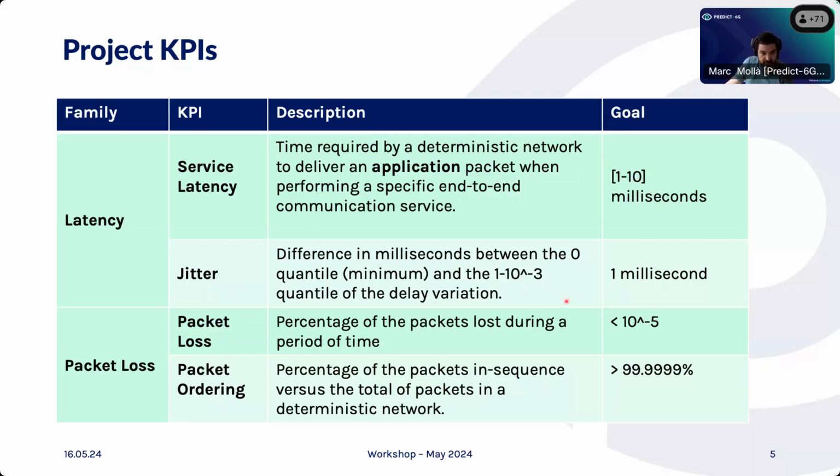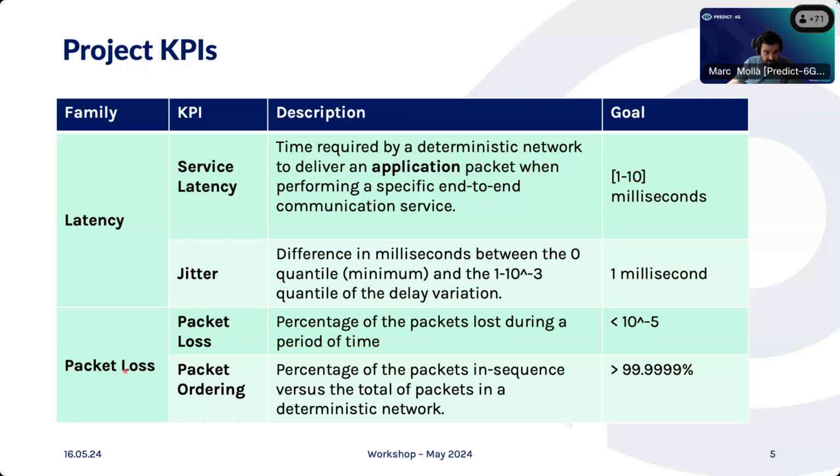Okay? And we also focus on the jitter, which we define as delay variation, and this is probably where we can contribute the most because we are working basically on layer 2 of the network. Okay? And our target here is to reduce the variation of the latency to a value lower than 1 millisecond.